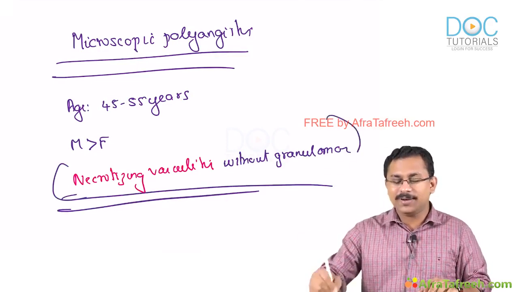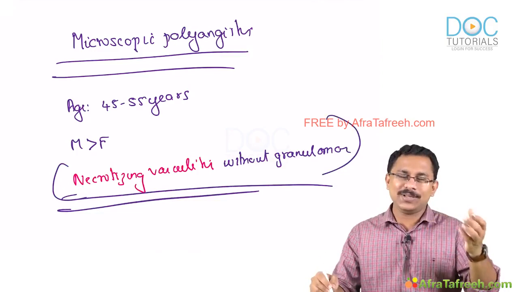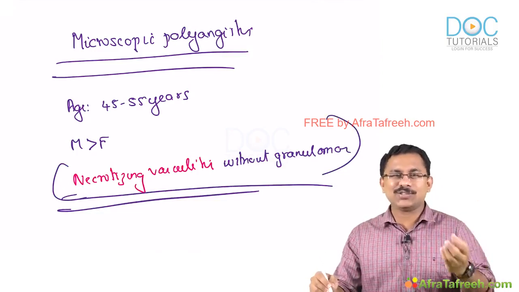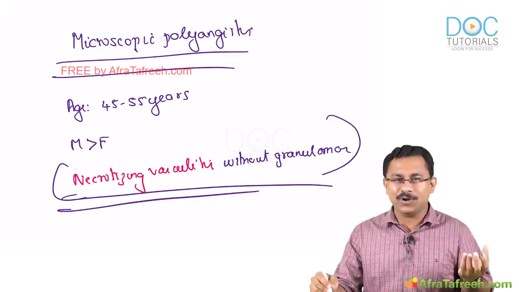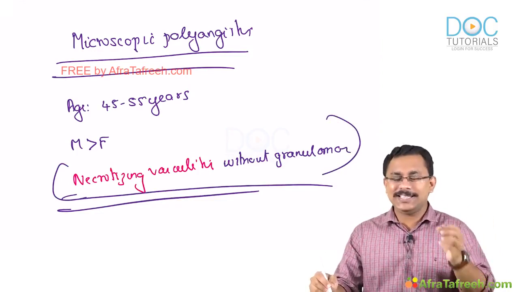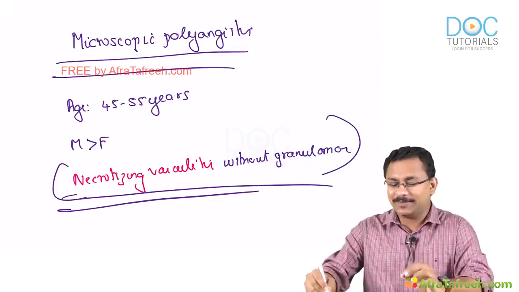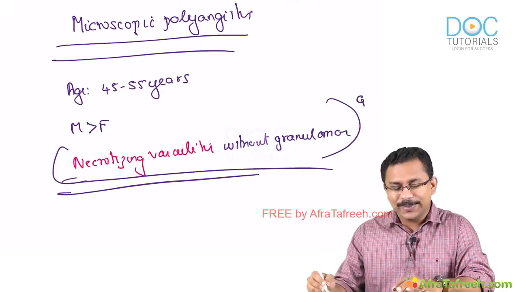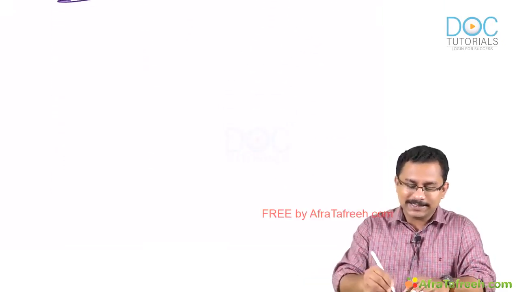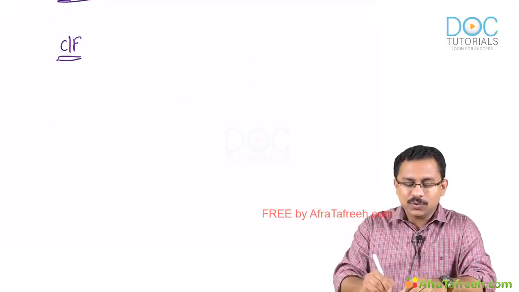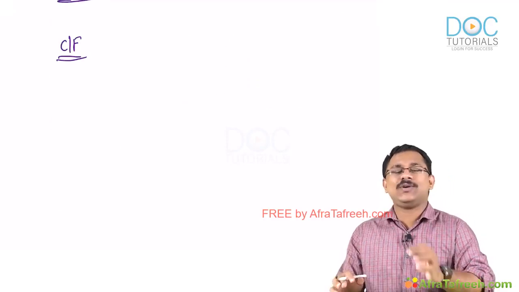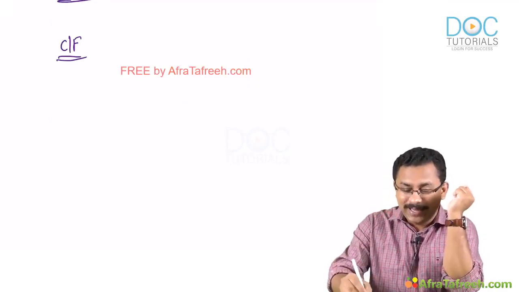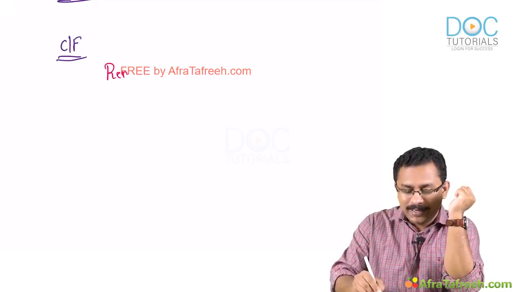This is very important, because when you discuss Churg-Strauss also, I will be telling you that there are granulomas in Churg-Strauss disease, but here no granulomas. So keep that in mind, a possible question. Now coming to the clinical features of microscopic polyangiitis, the dominant clinical picture will be with renal involvement.